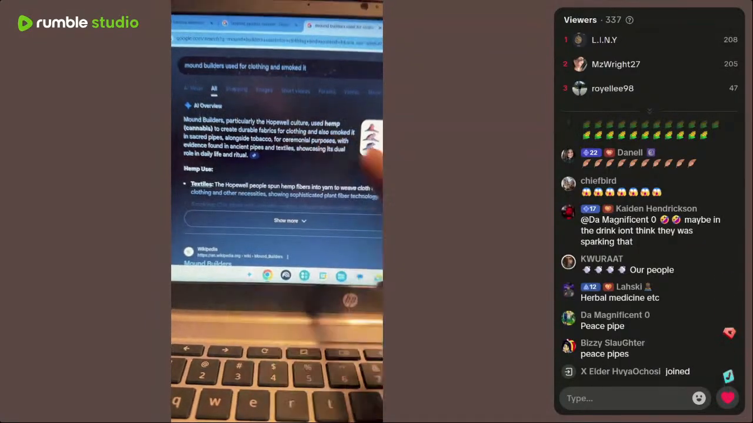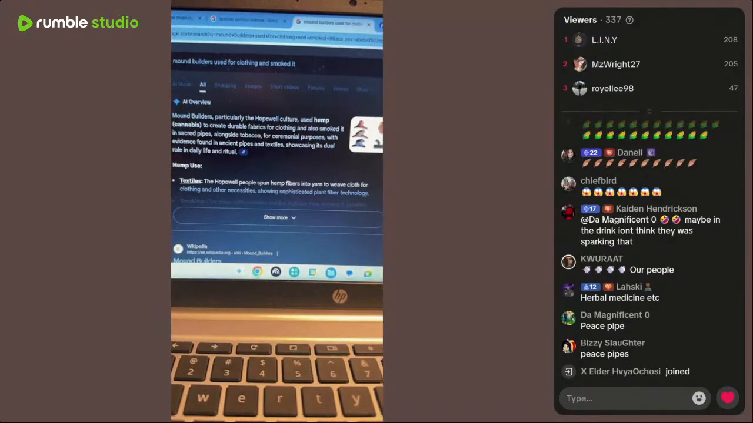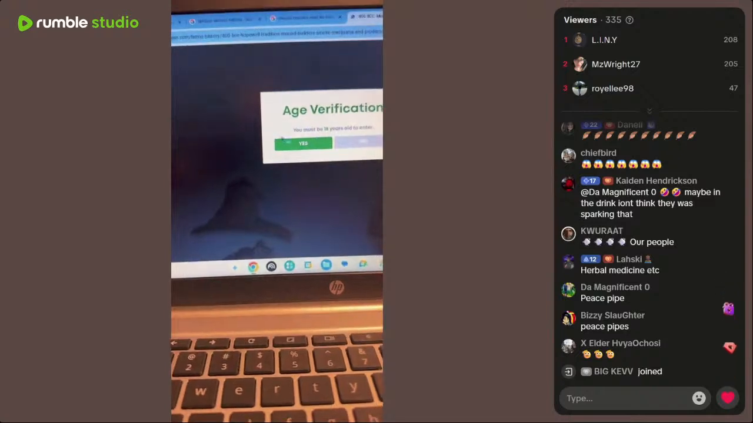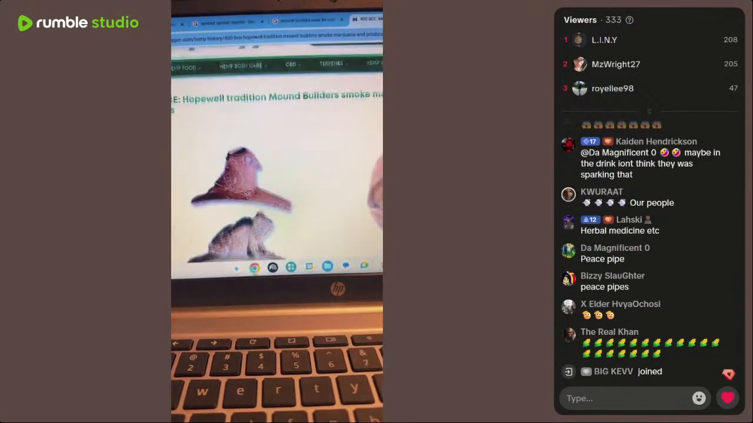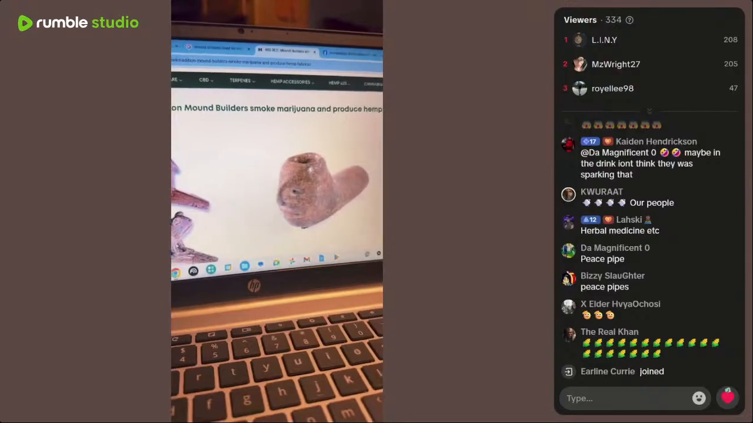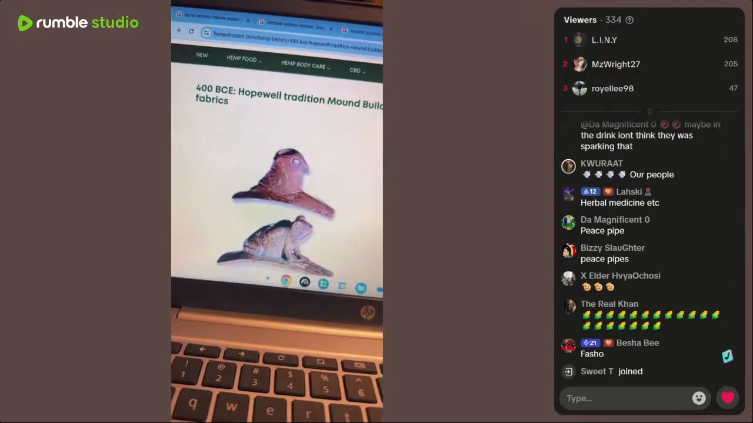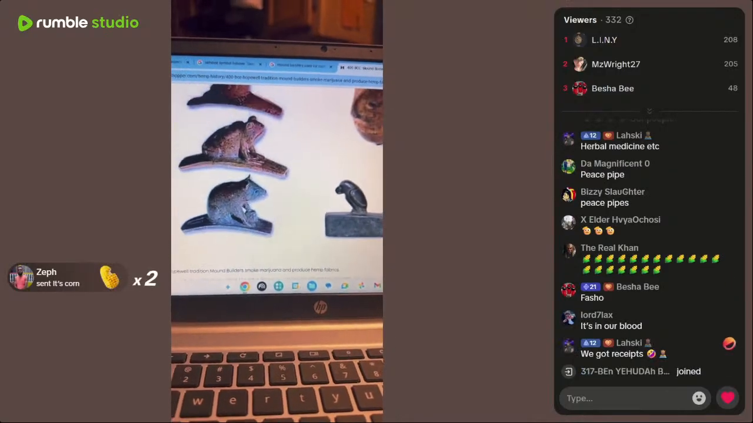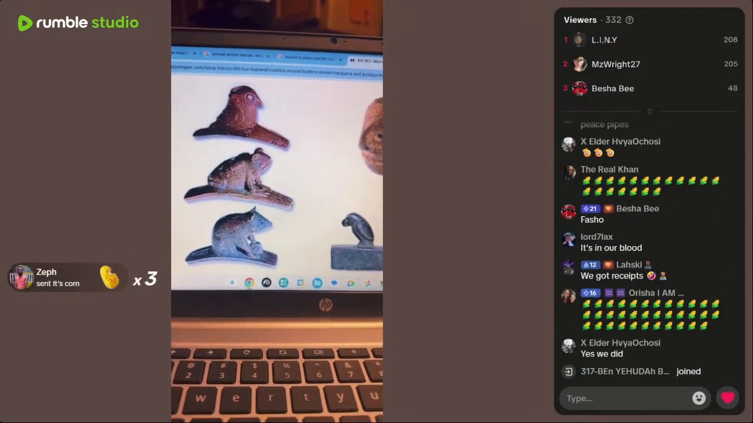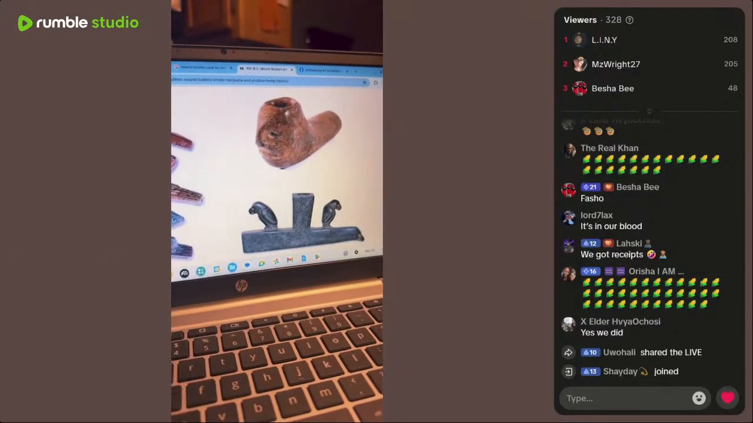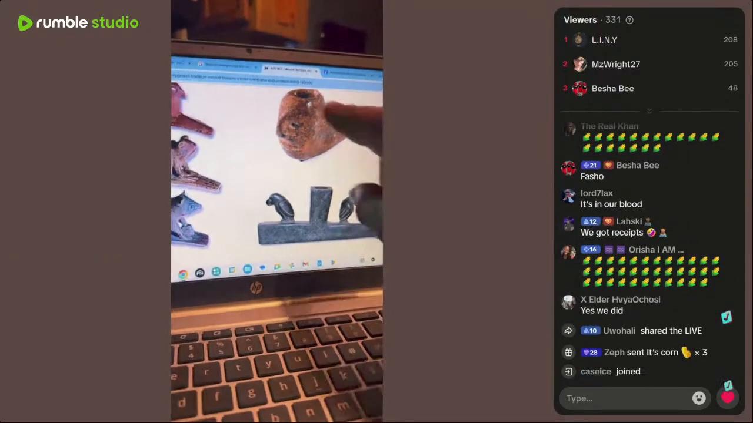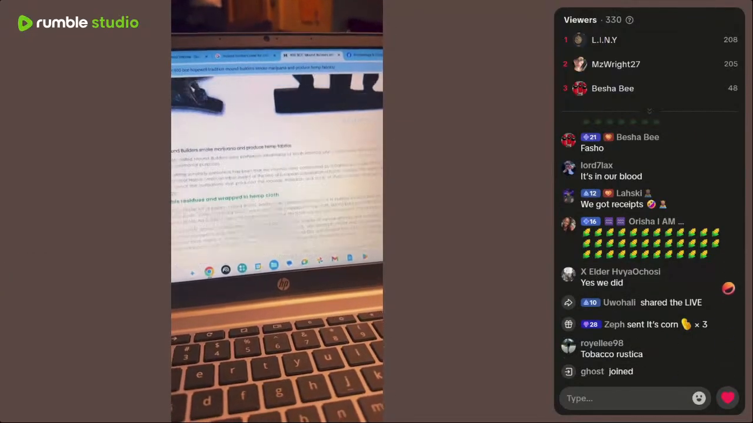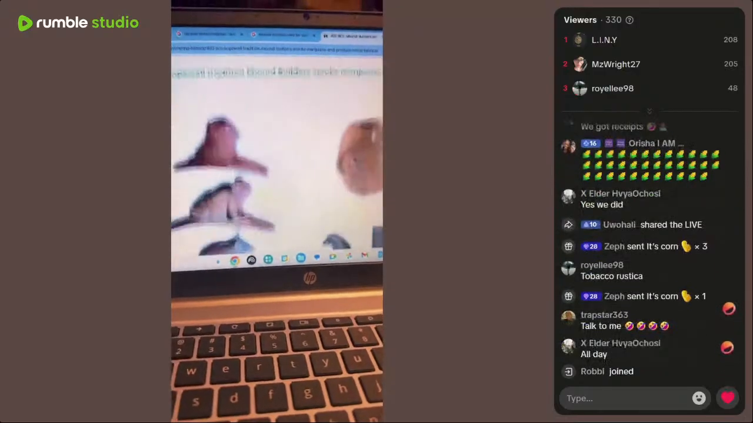You think we want smoking good on the mounds? You want to? Roll the car. Look, yes. Smoke marijuana and produce hemp. Hopewell. They got the squirrel pipe, the bird, the frog pipe, the face. This is so old. Look how old the face structure is. Smoking weed in BC times.